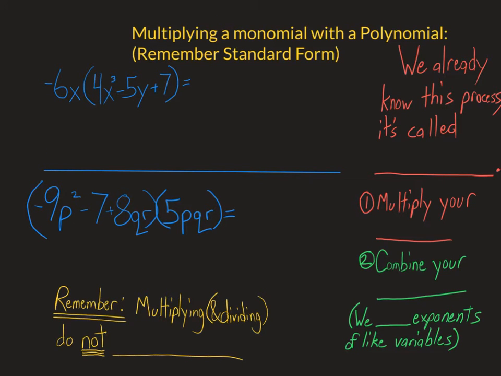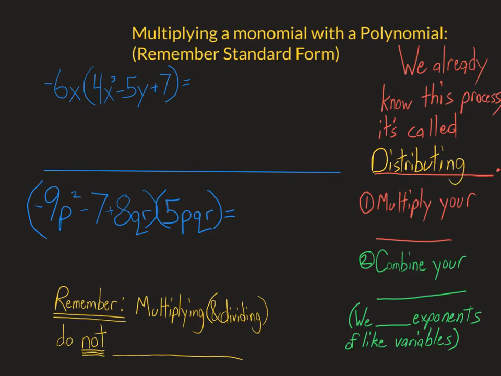Okay, now let's look at a monomial times a polynomial. Okay, and remember, we still have to consider standard form. That's going to come back in because there's multiple terms. So make sure things are ordered correctly. All right, we already know this process. You guys already know how to do this. It's called distributing.